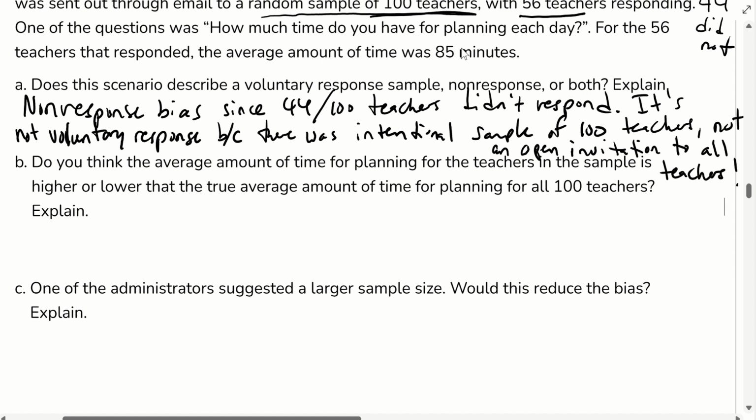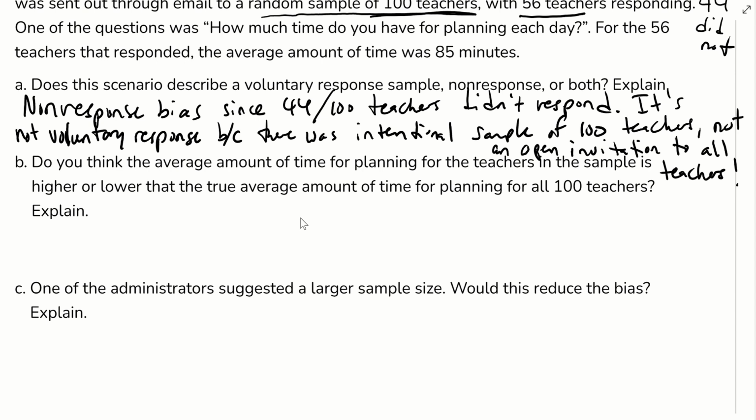So they said the average amount of time was 85 minutes. Okay, so the idea is, if certain teachers are responding, then why are the other teachers not responding? Maybe because they don't have as much planning time, right? The teachers that are not responding may not have time to even bother to respond to the survey because they have less planning time. It's possible. And it's also possible that those that did respond have more planning time, and that's why they're able to respond, right? So that's something to keep in mind.